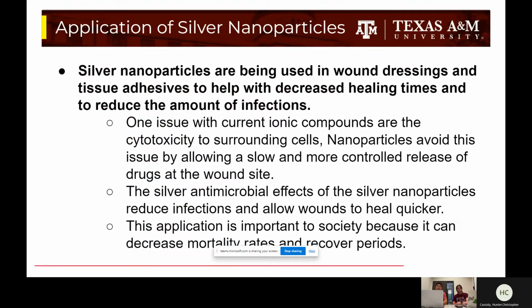For the application of silver nanoparticles, they are being used in wound dressings and tissue adhesives to help with decreased healing times and to reduce the amount of infections. One issue with the current ionic compounds is cytotoxicity to surrounding cells. Nanoparticles avoid this issue by allowing a slow and more controlled release of drugs at the wound site. The antimicrobial effects of the silver nanoparticles reduce infections and allow wounds to heal quicker. This application is important to society because it can decrease mortality rates and recovery periods.